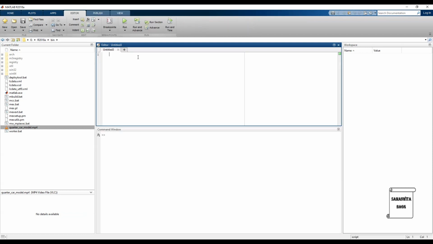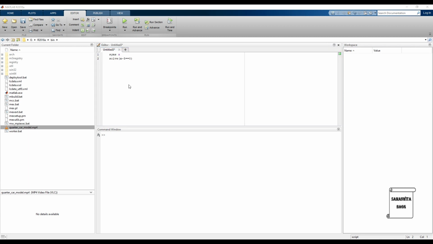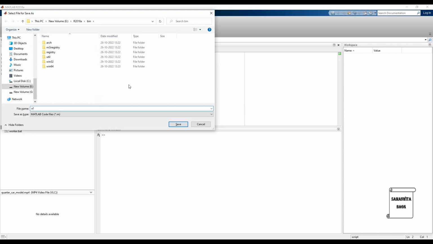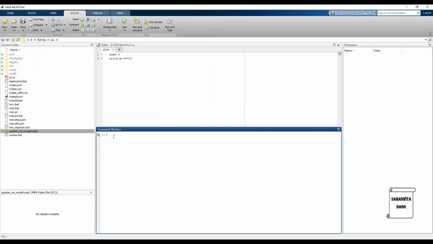I'll open a new script, and the first thing to be written is to declare the variable. Here I have variable x, and then I will write the solve function, solve x minus 5 is 0. Declaring this variable is very important, and I'll save this as, say, file A1. Next I'll run the file A1. You can see here the answer is 5.